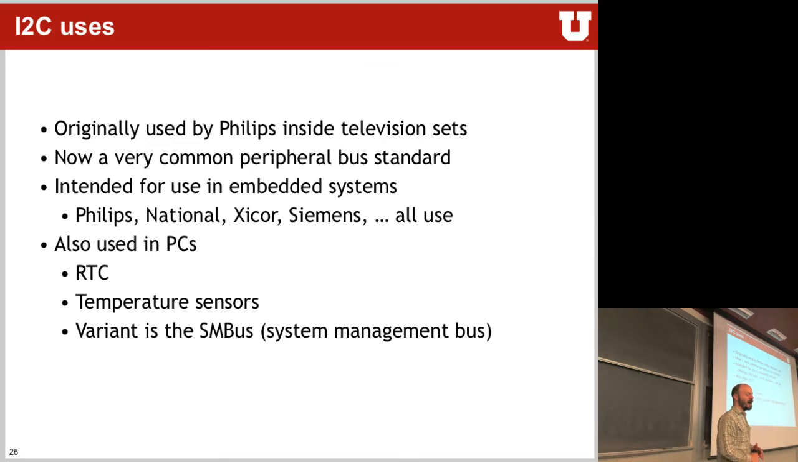Originally, I2C was used by Philips in television sets, and it's now extremely common for sensors because it's a really convenient protocol. It only has two wires, and you can hook up to 127 different devices on it. The intended use is for embedded systems, so Philips, National, Xicor, Siemens, and many different manufacturers use it.